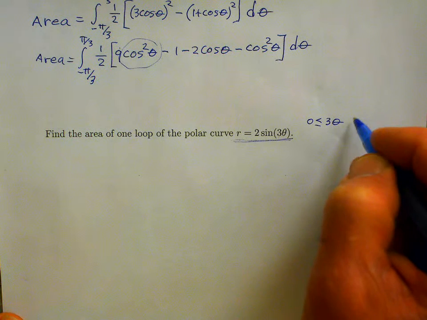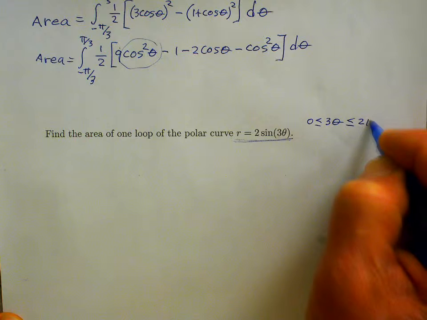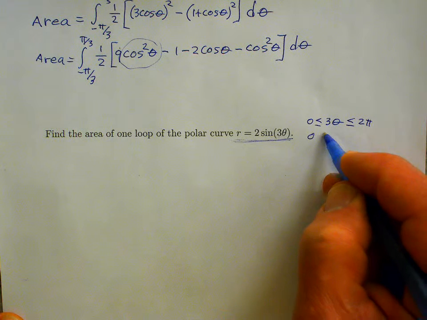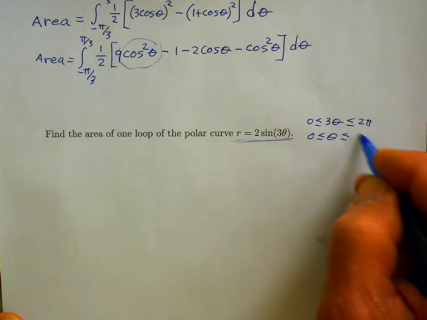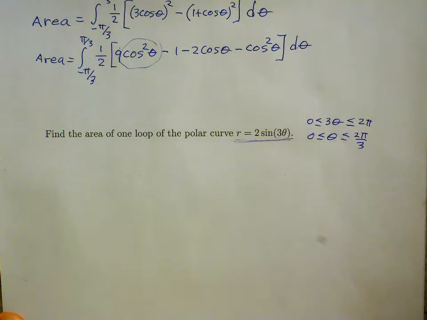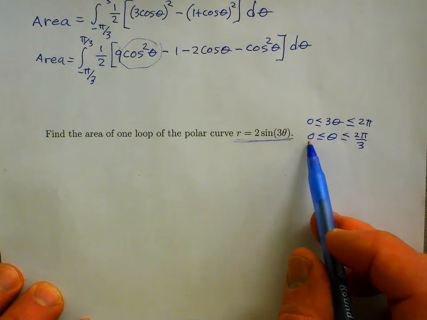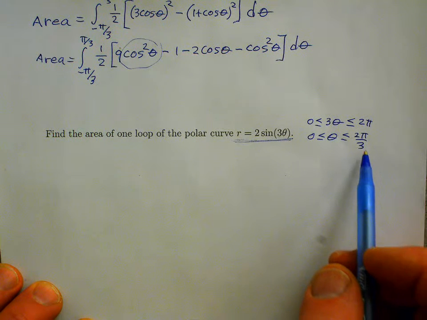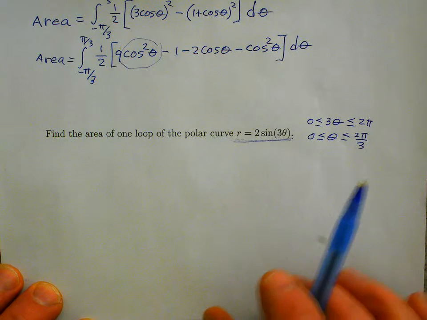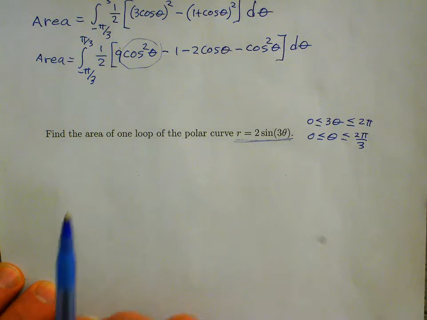So 0 is less than or equal to 3 theta, which is less than or equal to 2 pi. So that means one period of this will be between 0 and 2 pi over 3. So if we divide the interval from 0 to 2 pi over 3 into 4 equal subintervals, then each subinterval will be of length pi over 6.